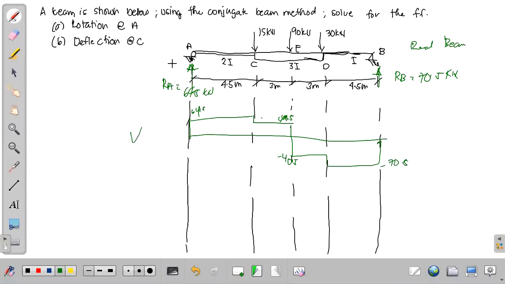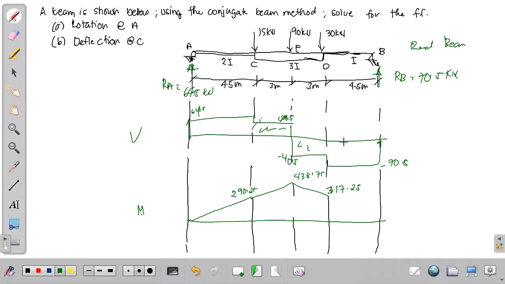So for our moment diagram. Okay, so the area here is 64.5 times 4.5, that is equal to 290.25, plus the area here, that is 49.5 times 3, we have 438.75. Okay, minus the area here, so we have 40.5 times 3. This is equal to 317.25. Lastly, the area here, 70.5 times 4.5, is equal to 0. So this will be now our moment diagram.